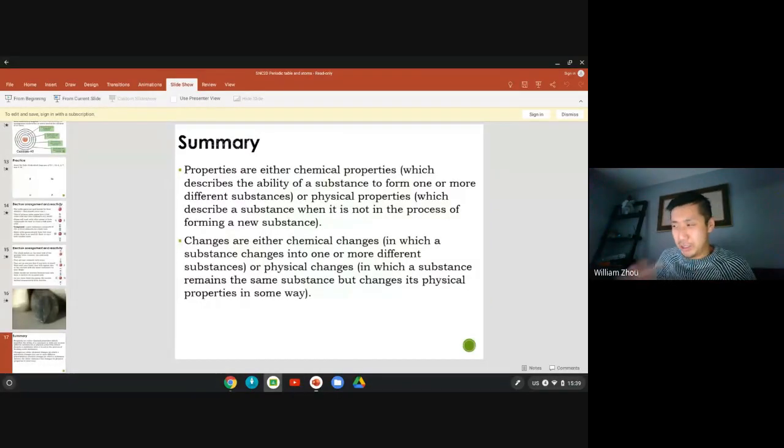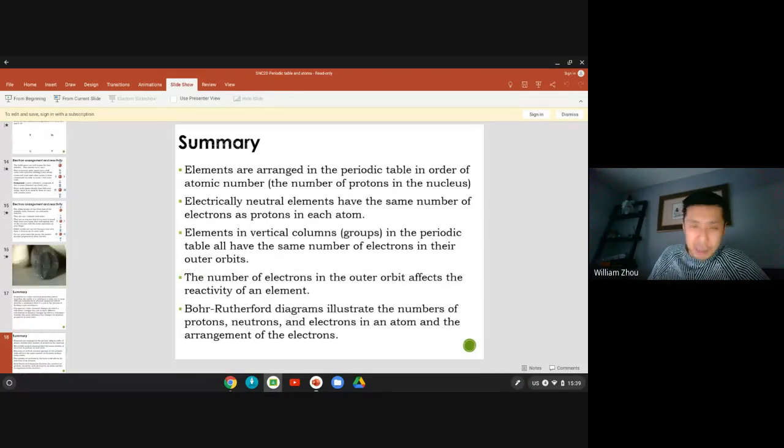So let me just summarize everything here. What we learned today: we learned about chemical versus physical properties. We learned about what elements are, what atoms are, what's inside of atoms, protons, neutrons, and electrons, how to draw Bohr-Rutherford diagrams, how to represent atoms, and also reactivity of atoms.